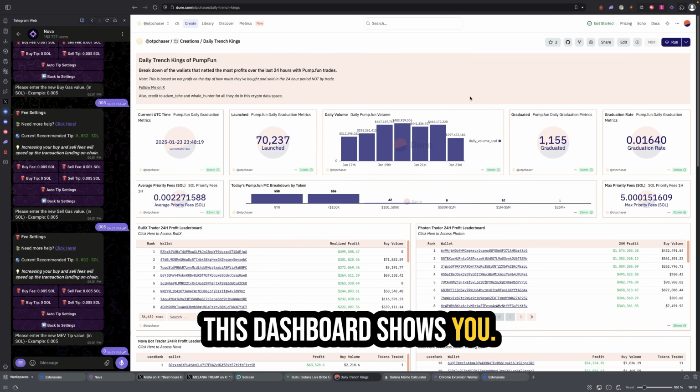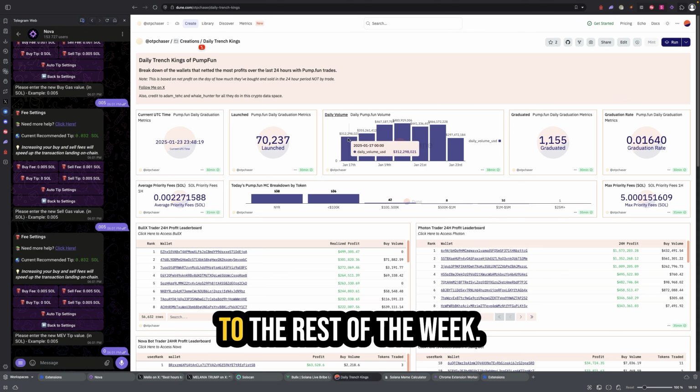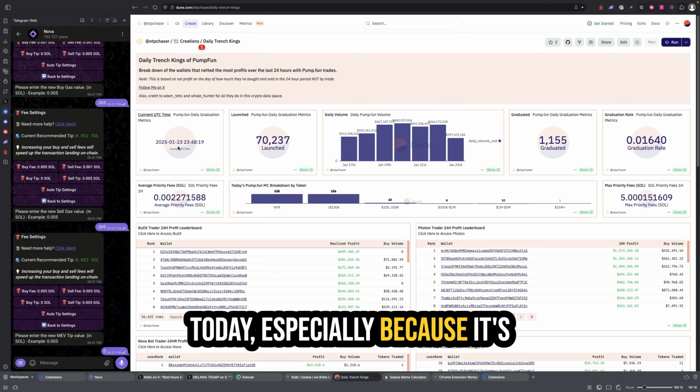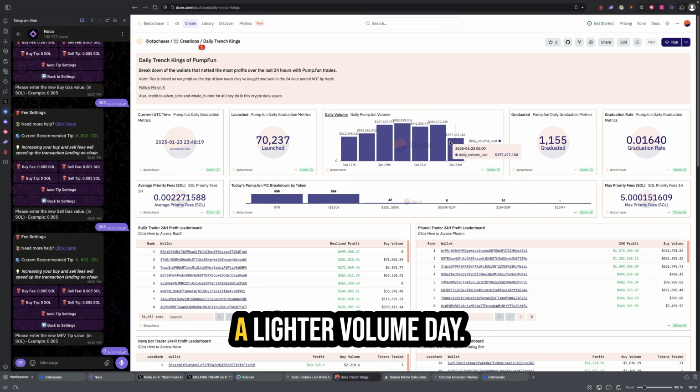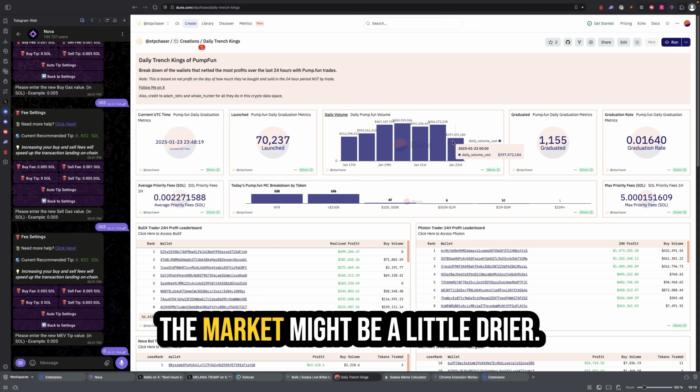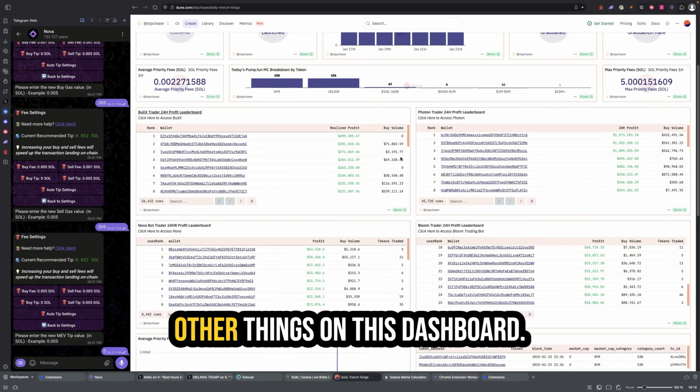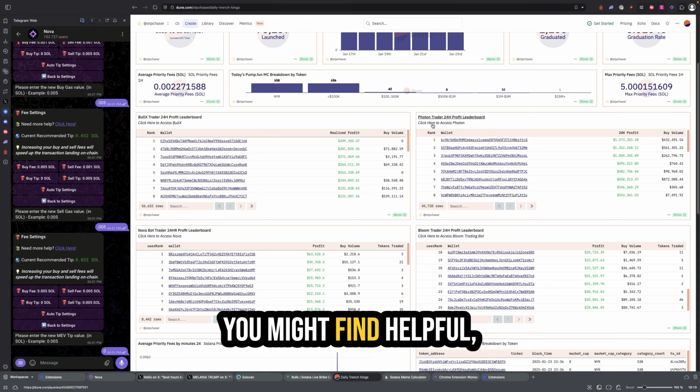This dashboard shows you daily volumes in comparison to the rest of the week. Today, especially because it's almost end of day UTC time, is closing out to be a lighter volume day. The market might be a little drier. Other things on this dashboard you might find helpful.